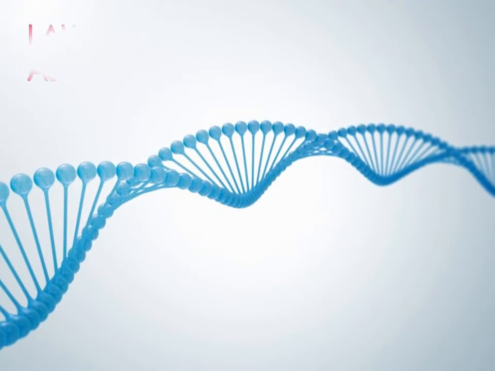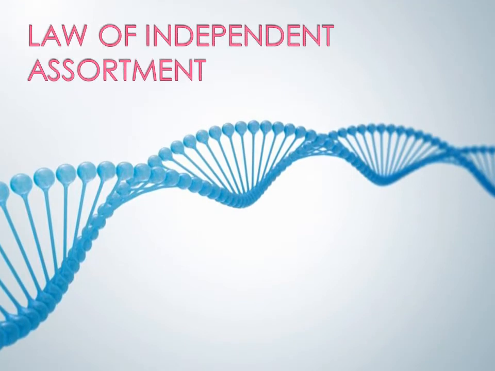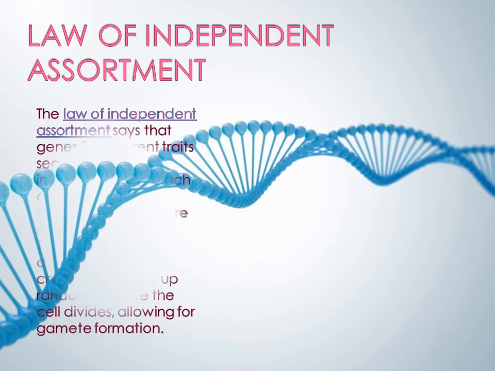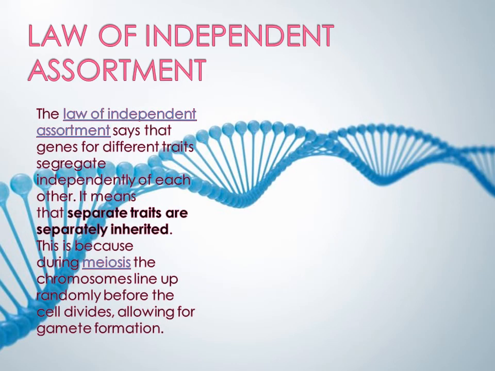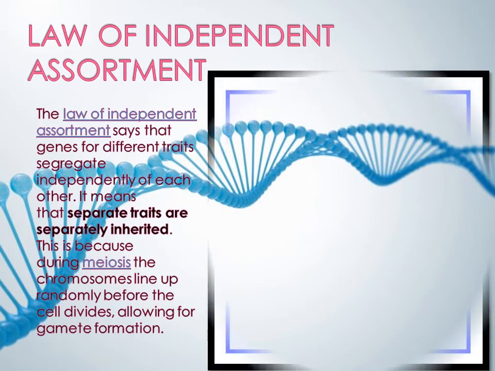Next is the law of independent assortment. The law of independent assortment says that genes for different traits segregate independently of each other. It means that separate traits are separately inherited. This is because during meiosis, the chromosomes line up randomly before the cell divides, allowing for gamete formation.